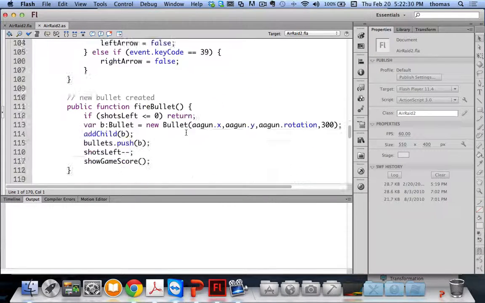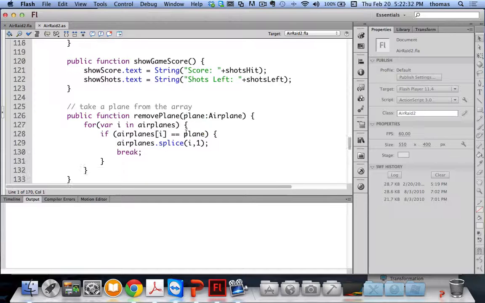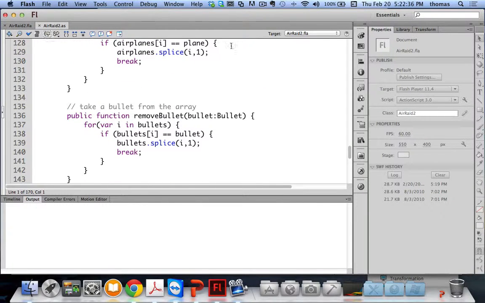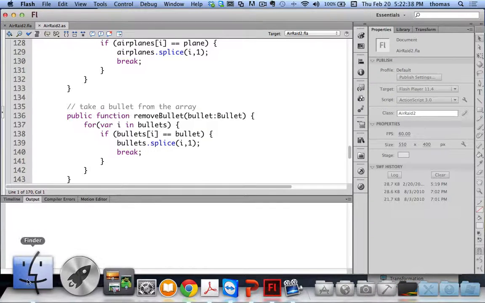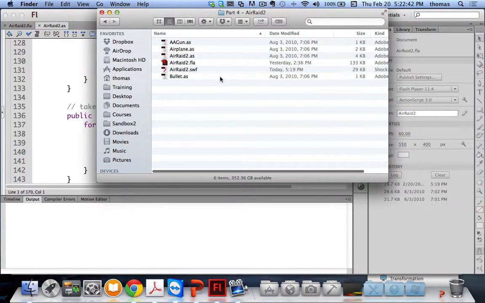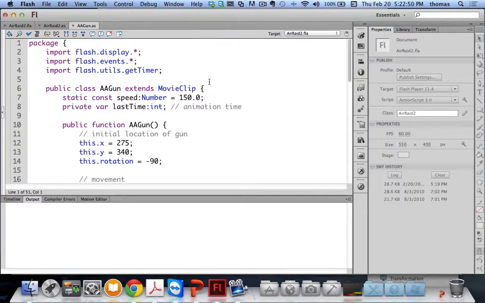But now what happens is when those things move, inside of our other class, let me just get to that for a second. Here's our Air Raid 2. Inside of our AA gun, that's really changed. That's the main thing that's changed. The airplanes stay the same, the bullets have stayed the same, but our AA gun, that's really changed up.